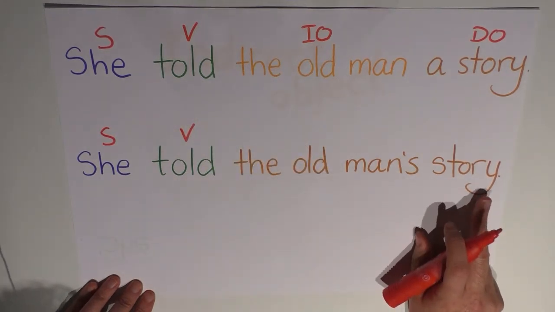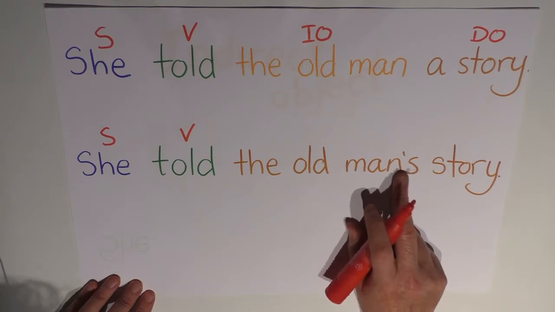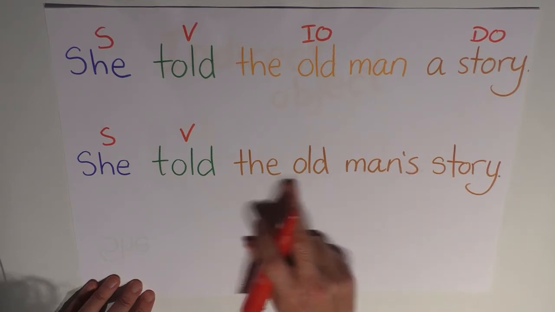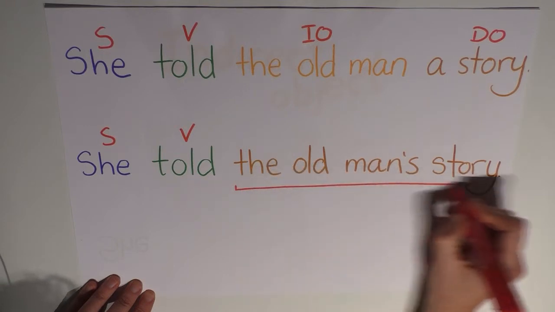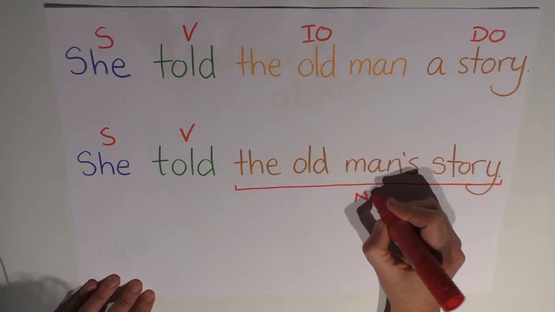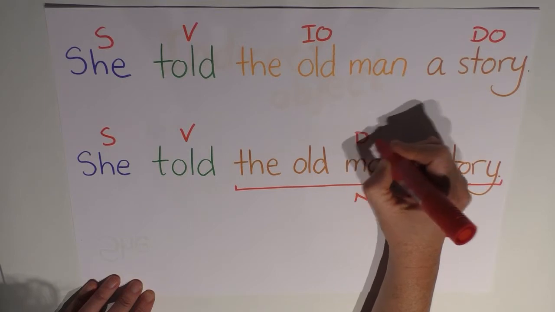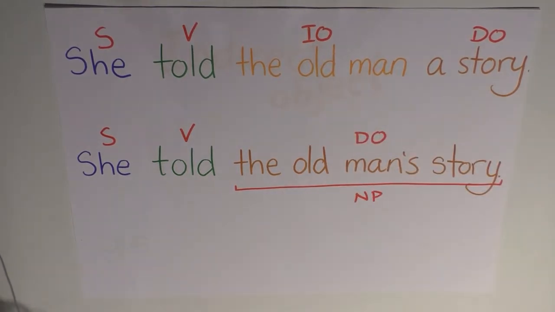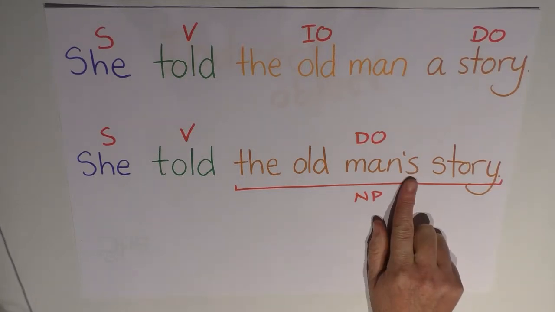In the next sentence, she told the old man's story. Now in this instance there is no indirect object because this apostrophe S is turning the old man's story into one long noun phrase. And that noun phrase is, of course, the direct object, because you cannot have an indirect object without a direct object, but you can have a direct object without an indirect object. So that is the direct object. What is she telling? Well, she's telling the old man's story. So therefore, if a person directly after the verb has an apostrophe S for the possessive, it is not the indirect object, but rather part of the direct object.